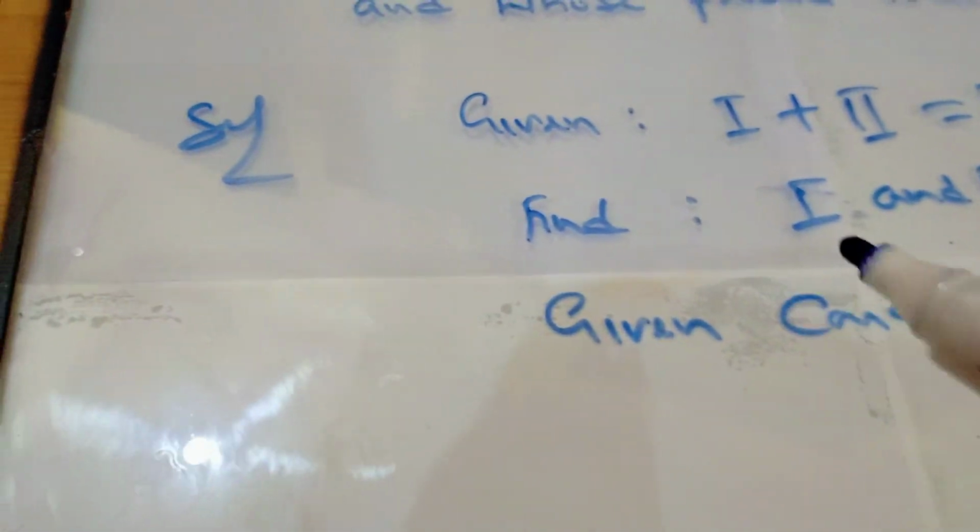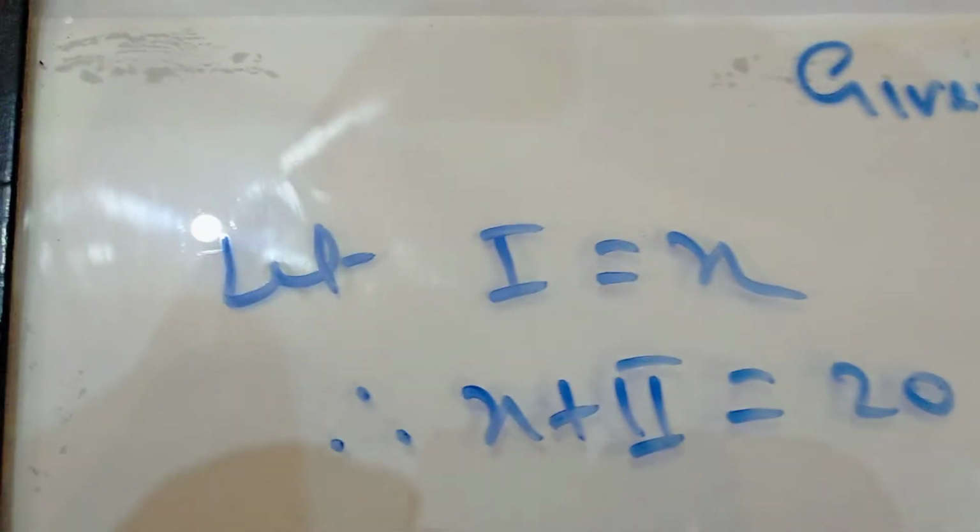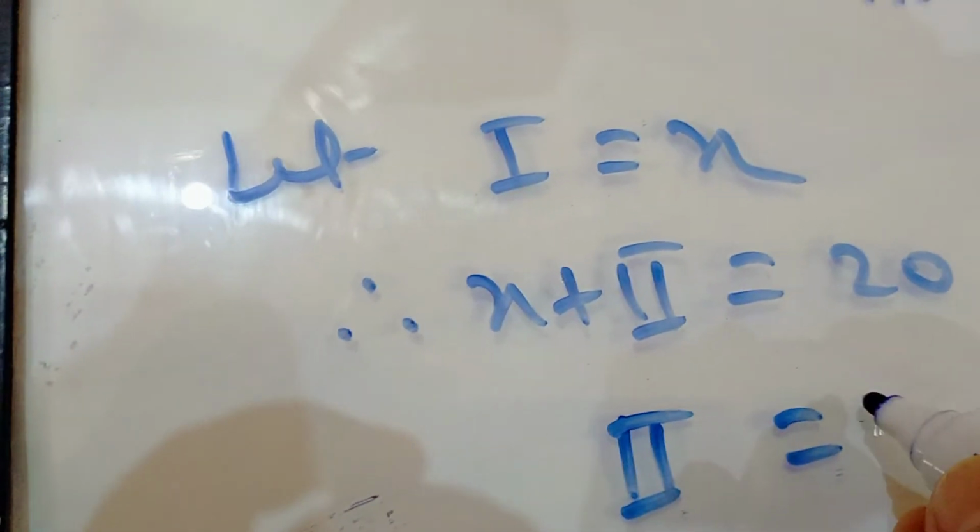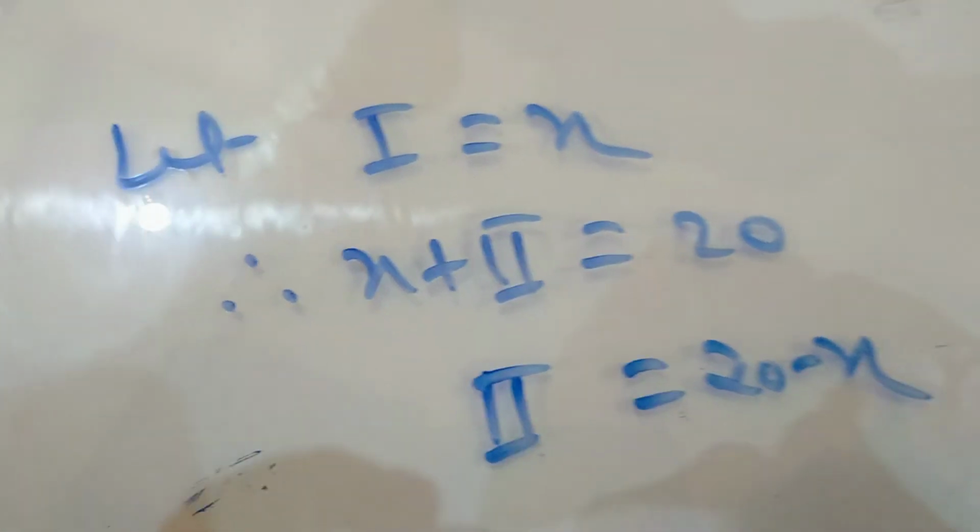So I should use one variable over here. First of all I should write, let the first number be x. Therefore x plus the second number is equal to 20, and it gives the value of the second number: the second number is 20 minus x.